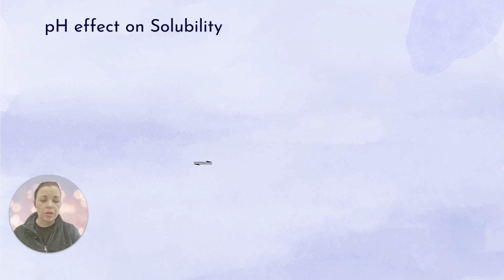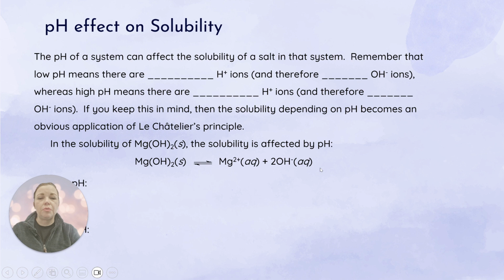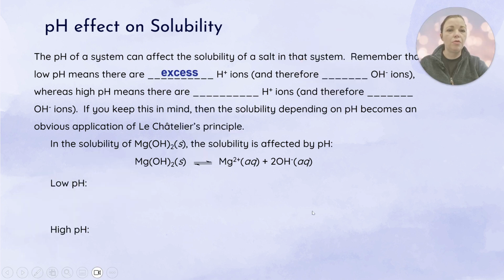It is a nice culmination of equilibrium because it brings together a couple of things we've been talking about into a tidy little unit. So the pH of a system can affect the solubility of a salt in that system. Remember that low pH means there are excess H+ ions and therefore few OH- ions, whereas high pH means that there are few H+ ions and therefore excess OH- ions. If you keep that in mind, then the solubility, depending on pH, becomes an obvious application of Le Chatelier's principle.